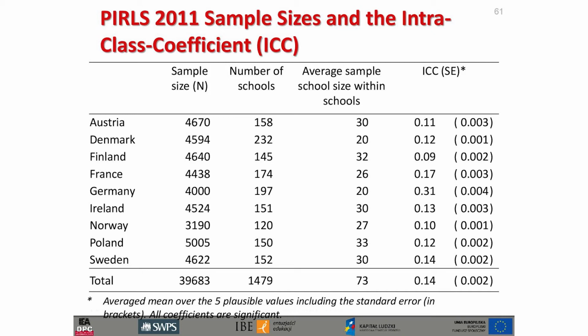So you can state, out of these numbers, for example, that 11% of the diversity in achievement is on the school level in Austria. This implies a rather more homogeneous school system, so the schools don't differ so much from each other. Whereas in Germany, the case is a very different one. We have about 30% of the achievement differences on the school level, so we have very different schools in this country.